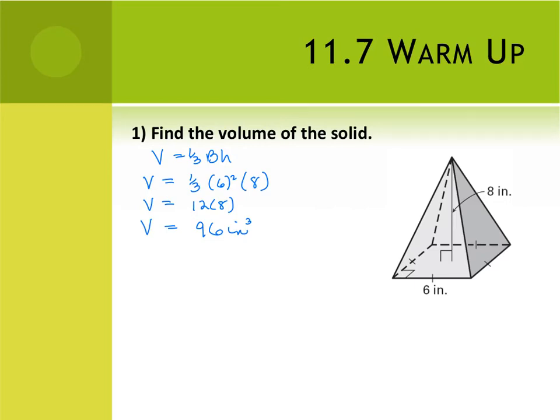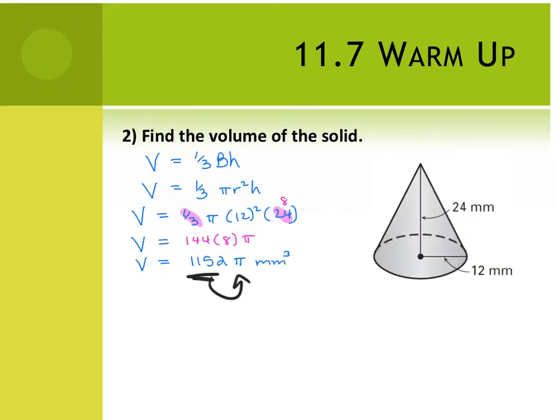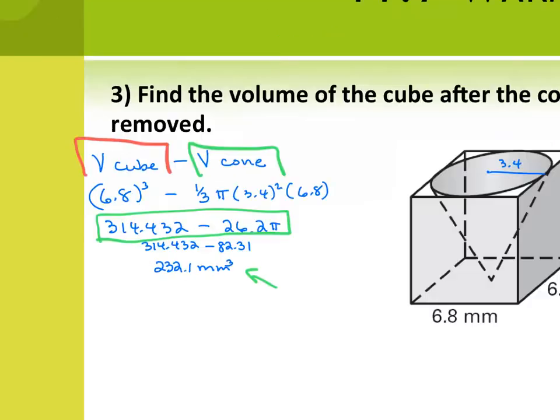Here is the answer for number 1, 96 inches cubed. Number 2, 1,152 millimeters cubed. Number 3, 2,321.1 millimeters cubed. Left in terms of pi is in the green box.